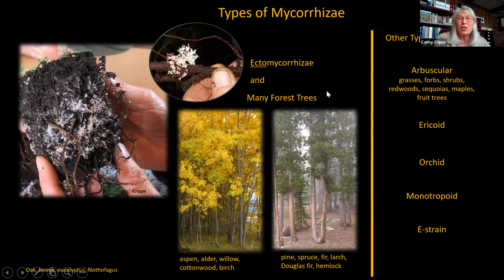This is the type of mycorrhiza that forms with a lot of our forest trees. So aspen, alder, willow, cottonwood, birch, and our conifers as well. We're not going to talk about these today, but there are other types. The other main one is arbuscular. It's with grasses, forbs, shrubs. There's a whole other story here, and some other trees. And then some other types listed down on the right, if you can't see them on your screen: ericoid, orchid, monotropoid, etc. But I'm just going to talk about the ones with trees. And I may not say ectomycorrhiza, I may just say mycorrhiza.